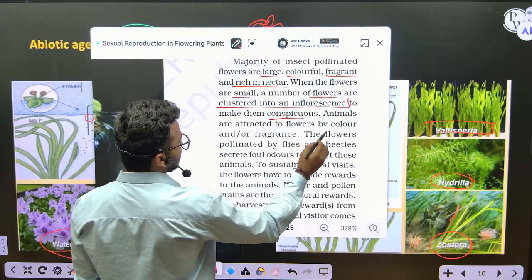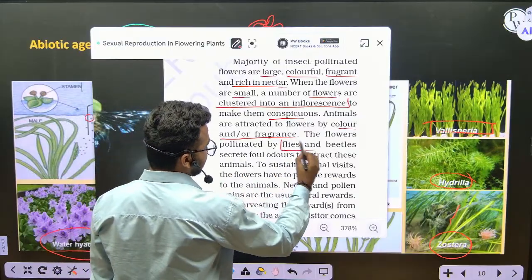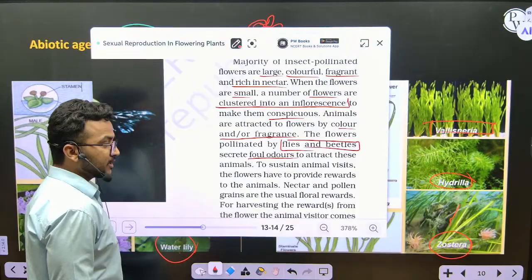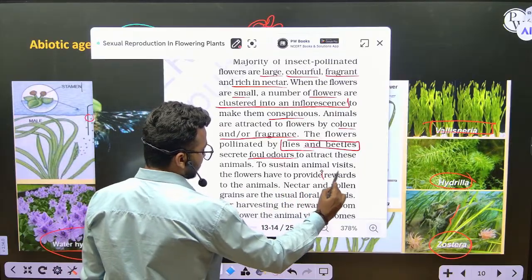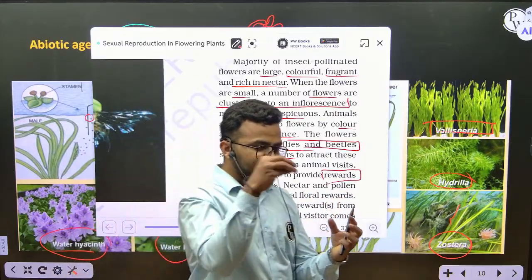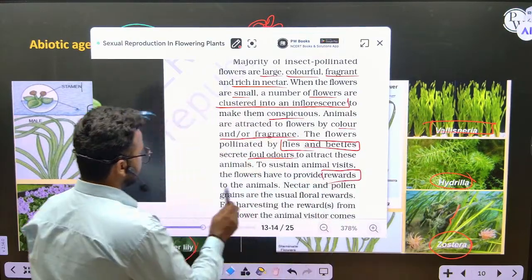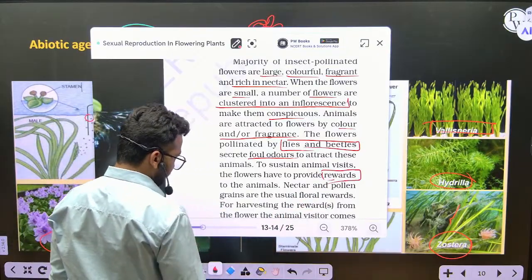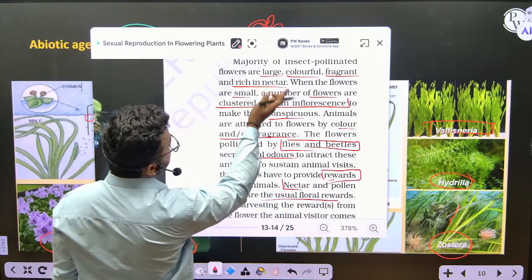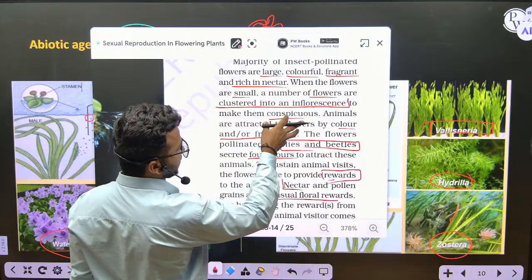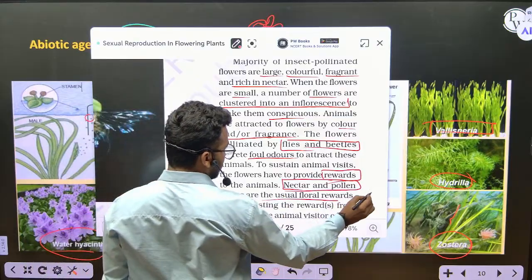The animals are attracted to the flowers which are colorful and fragrant. So due to that, they will be attracted. In the case of flies and beetles, the flower will produce some foul odors to attract them. And to sustain animal visits, they provide rewards. Once the bee has visited the plant, it will give some reward so that it should come for the next time. That is, floral reward is given. The nectar and the pollen grains are usually the floral reward. Remember these things. There are many features of insect pollinated plants, but nectar and pollen are the main usual floral rewards. These two are the floral rewards here.